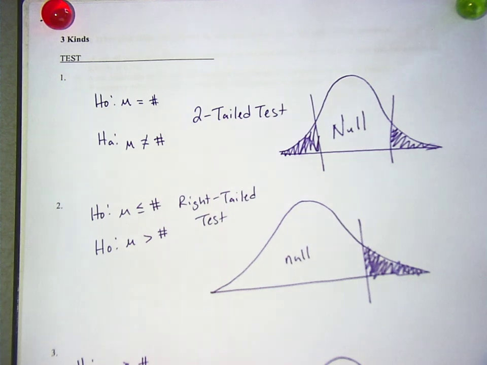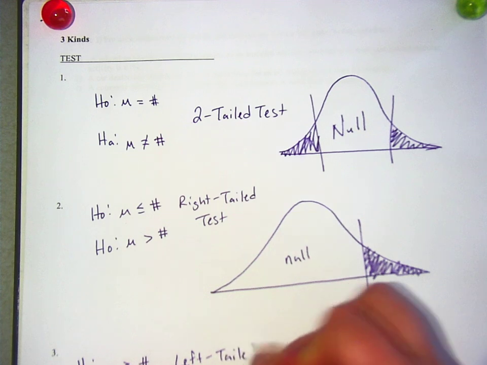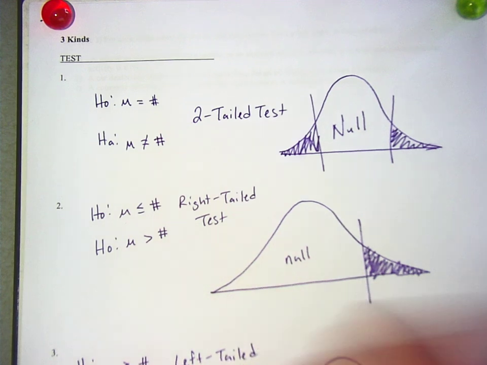What do you think this one's called? Left tail. So for this one, it's okay to be equal to or bigger than, but it is not okay to be less than.